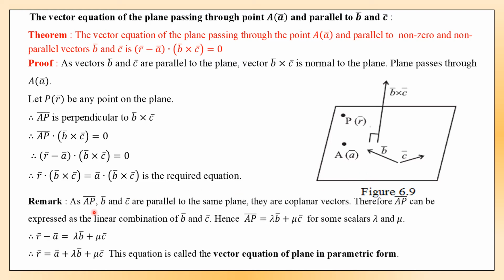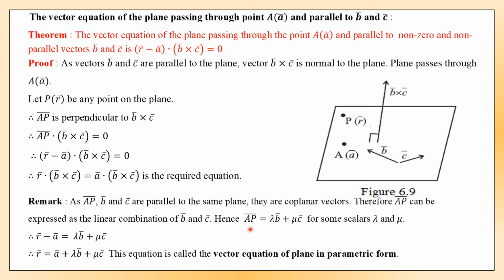Remark. As AP vector, B vector and C vector are parallel to the same plane, that is, AP vector, B vector, C vector lie on the plane, yes, they are parallel to the plane. Therefore, they are coplanar vectors. Therefore, AP vector can be expressed as a linear combination of B vector and C vector. Therefore, AP vector equal to lambda B vector plus mu C vector for some scalars lambda and mu.